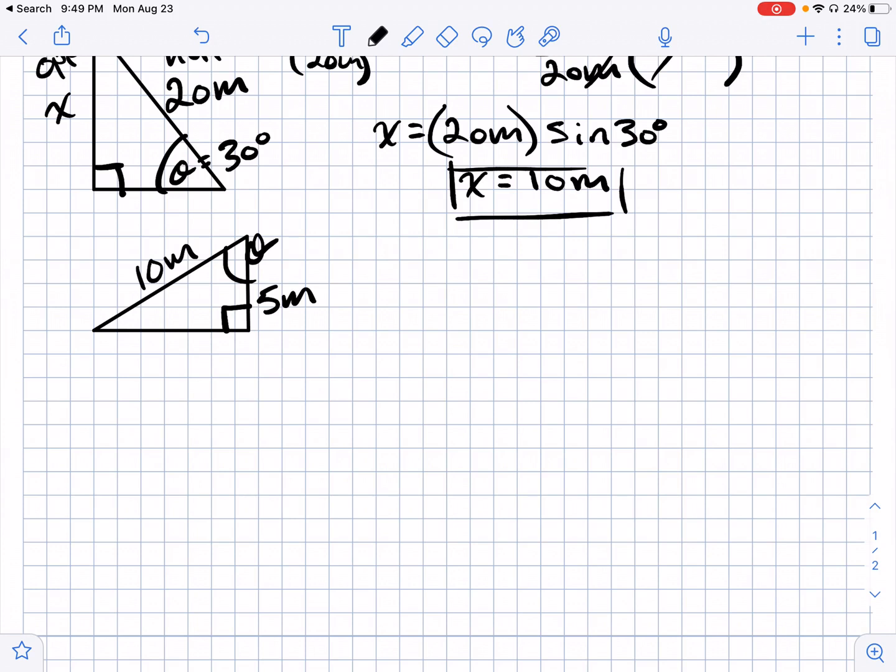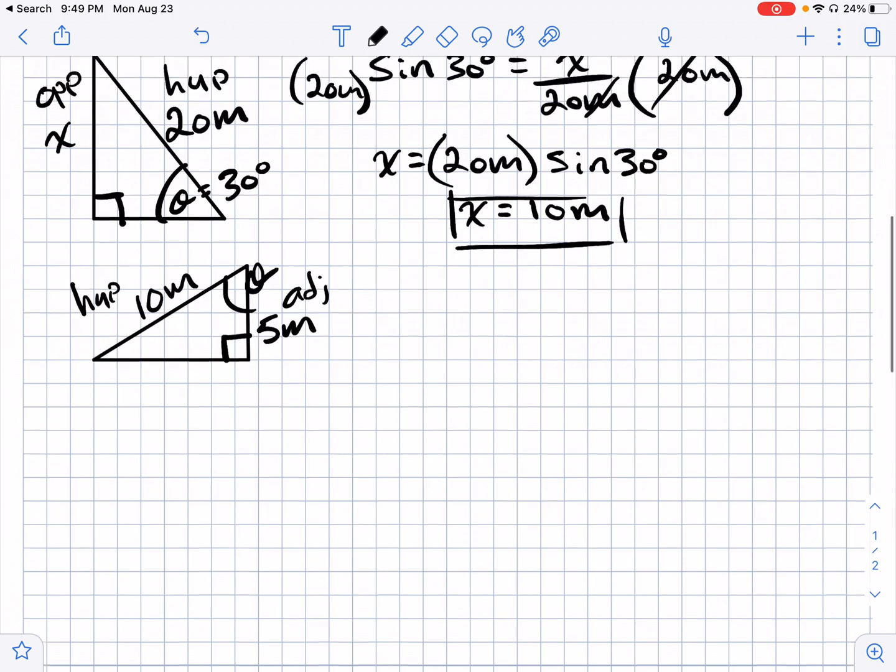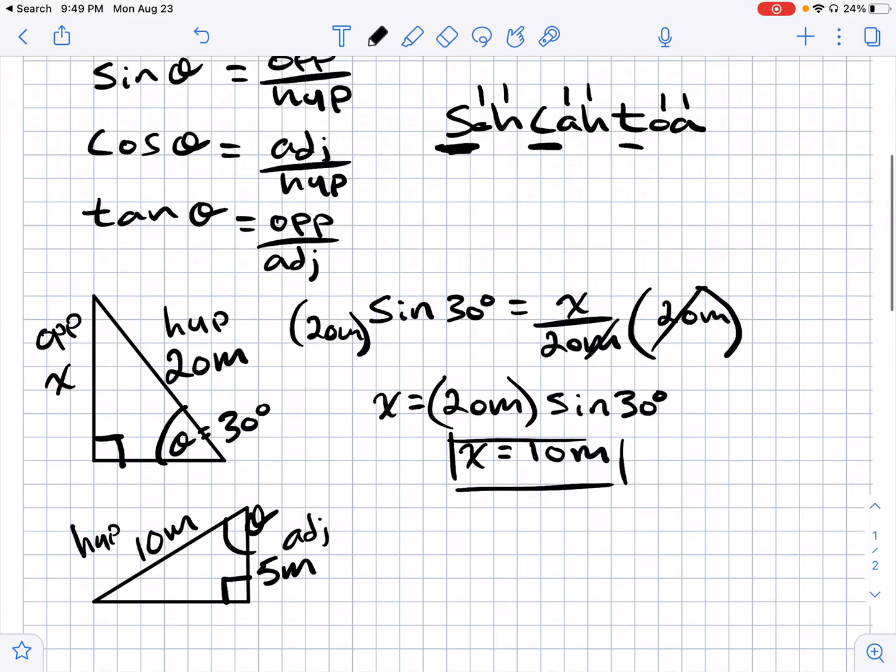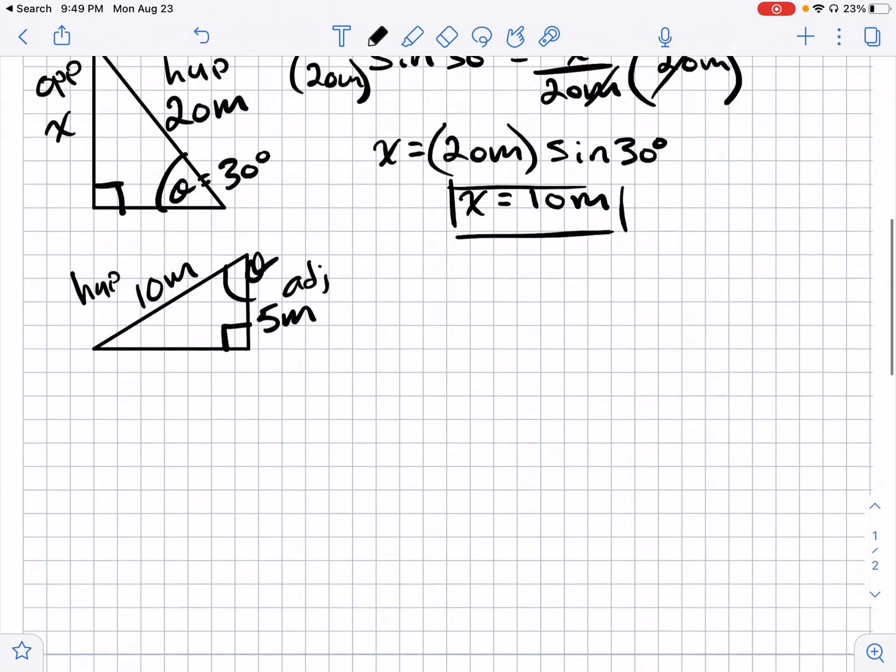There's the 90-degree angle. So here is my hypotenuse. And that 5-meter side is my adjacent because it's touching that angle theta. So we need a trig function that involves adjacent and hypotenuse. So looking at SOHCAHTOA up there, the one with an A and an H would be your cosine. So let's write that out.